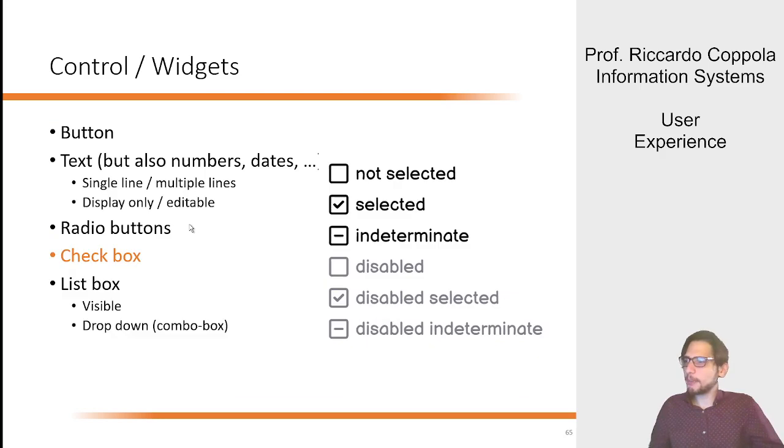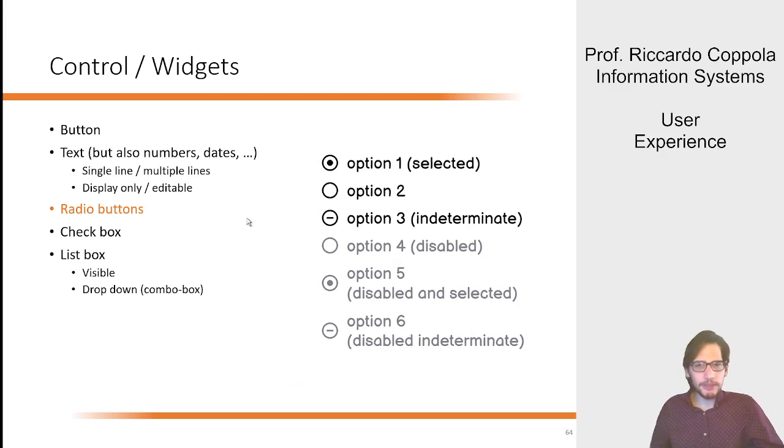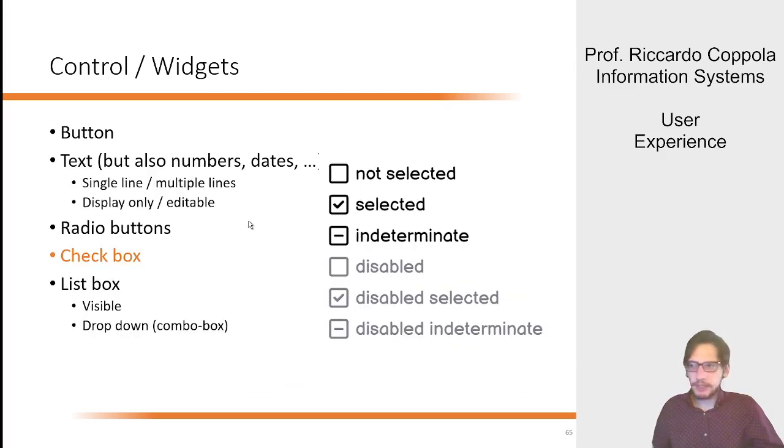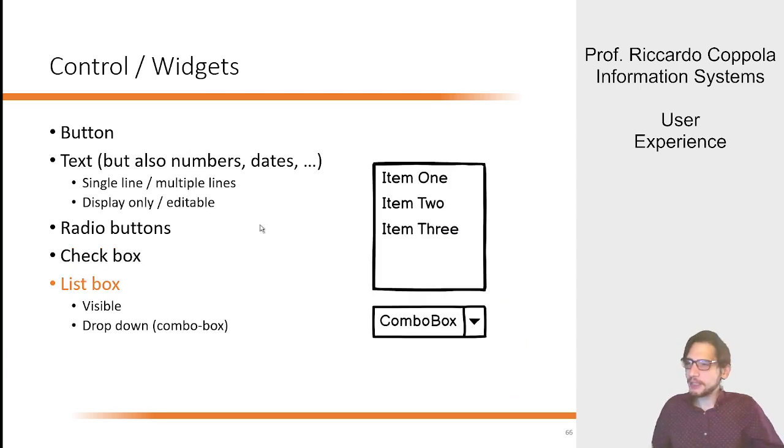In general, radio buttons and checkboxes provide different types of features. So in the case of the radio button, I select just one and only one. In case of the checkbox, I select many. I can select 0 or many. In case of the list box, I can select typically 0 or 1.